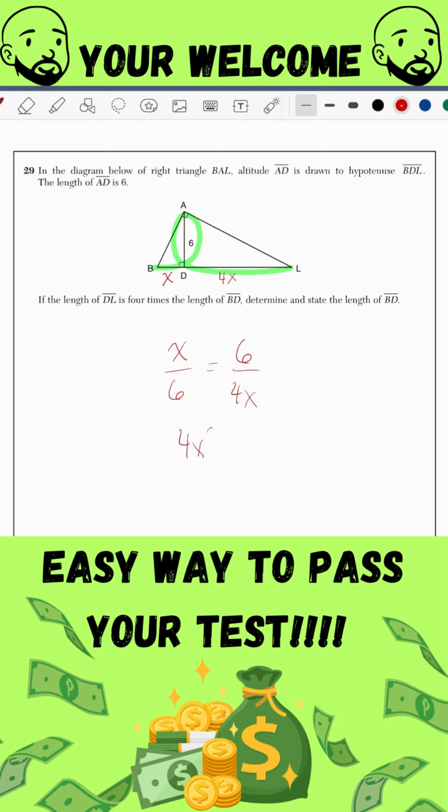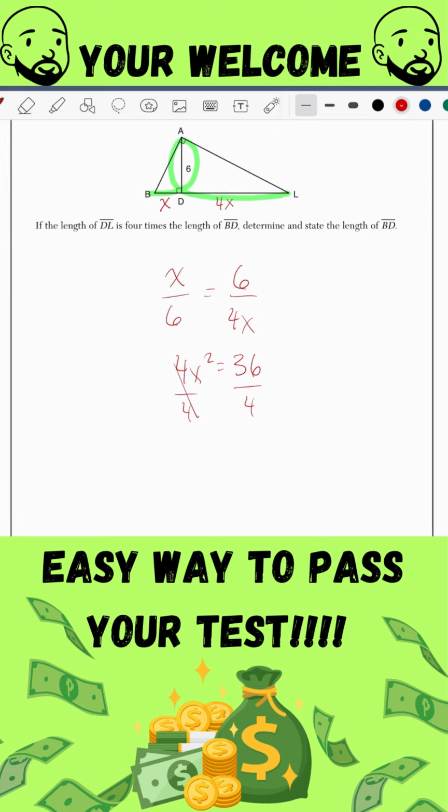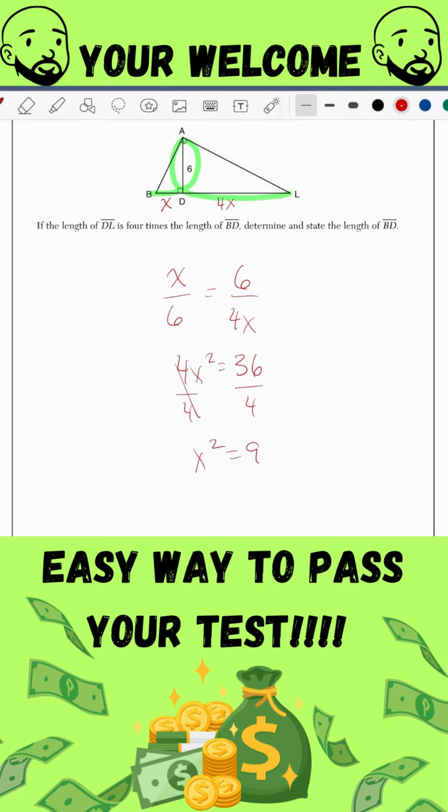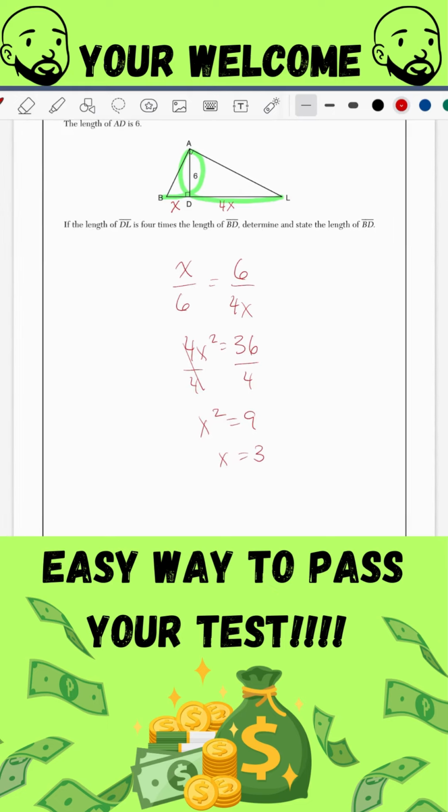Cross multiply, 4x squared equals 36. Divide by 4. x squared equals 9. x equals 3. And we said before that x was BD. So BD equals 3.